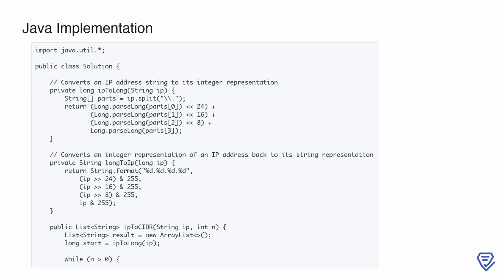These conversions are essential for efficiently working with IP ranges. Finally, the IP to CIDR method is introduced, which will calculate the CIDR blocks. It begins by converting the starting IP into its integer form using ipToLong, initializing a list to store results, and setting up a loop to process n blocks.